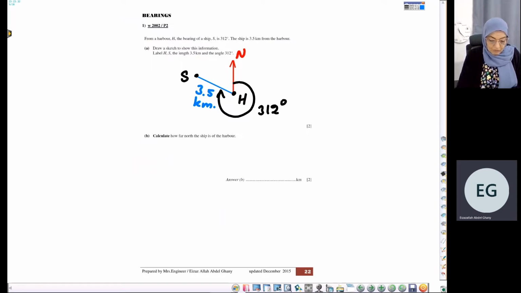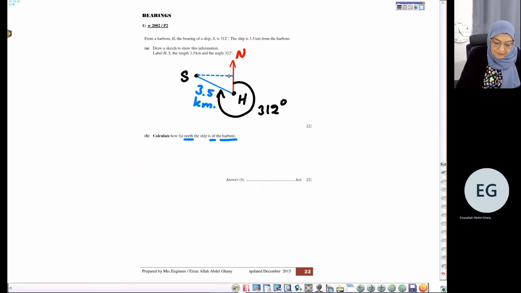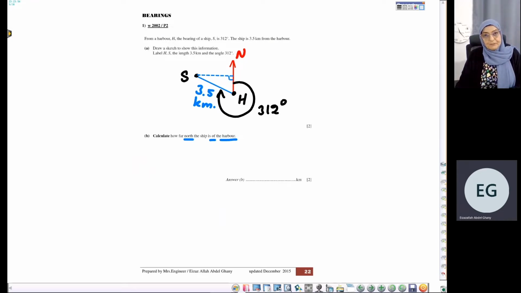Now calculate how far north the ship is of the harbor. North of the harbor. Take care of the language. So we need here to draw a dotted line like that towards the east from the ship, because east and north form 90 degrees. Now, if we name this angle, I can name it X, for example, and we need to calculate it. This angle X will be how much?